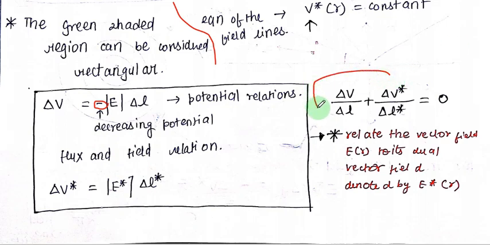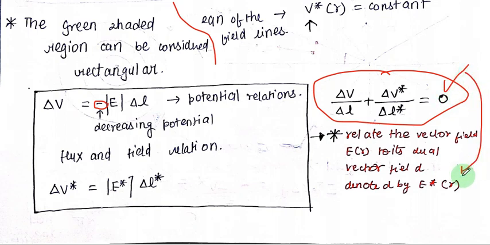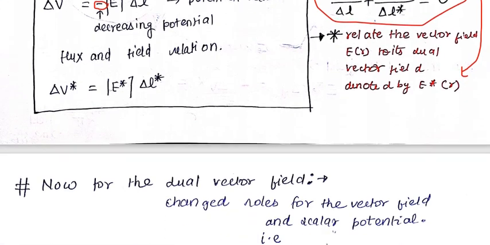And we see that the sum is 0, and this is a very symmetrical relation, I should say. It's obvious that there will be such a symmetrical situation. So we relate the vector field E(r) to its dual vector field E star (r). Just like E(r), there will be a dual vector field. Now what is a dual vector field? I already explained that it is a field in which the equipotential curves serve as the electric field lines and the electric field lines serve as the equipotential curves. From this relation we can say this is also true for E star (r), because let us show the E star (r) field.